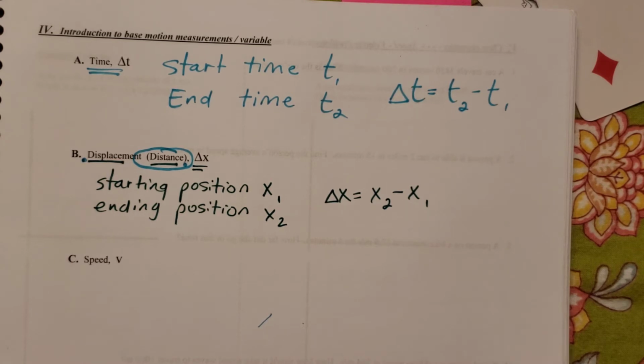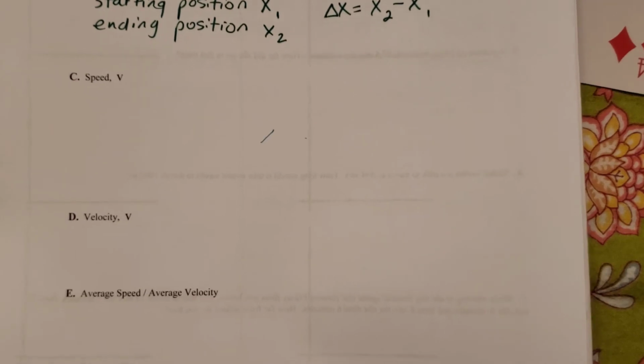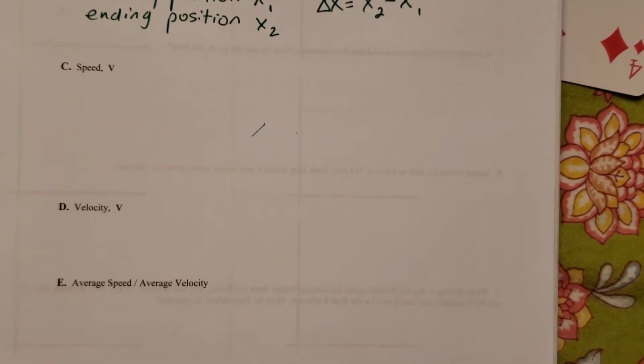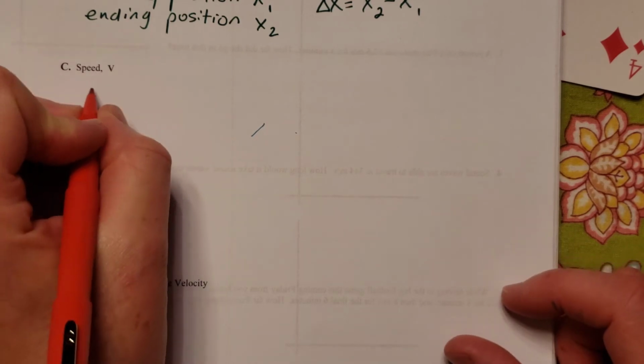Speed. Speed and velocity are very similar and also yet different. Now, sometimes physics folks, and even myself, will use them almost interchangeably, but they're not exactly the same thing. Speed is really a rate at which we can see a change in position.